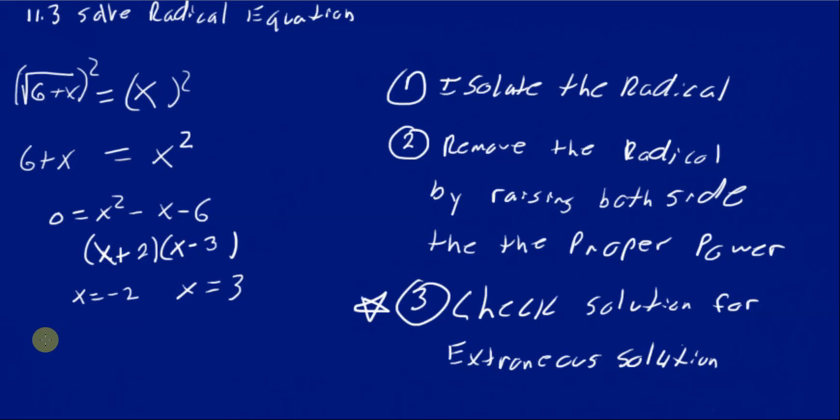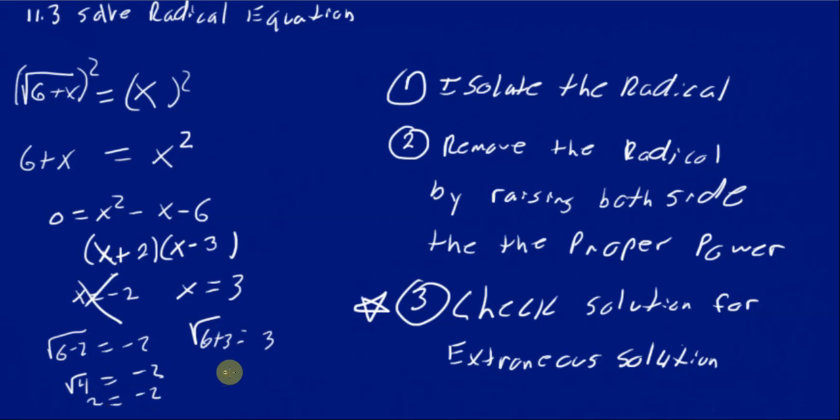So let's see here. We're going to check this. The square root of 6 minus 2 is supposed to equal negative 2. Well, that's the square root of 4 equals, I don't have to continue because when I take the square root of anything, it's going to be positive. So that does not give me a solution. So if I put a 3 in here, that's going to be the square root of 6 plus 3 is equal to 3. So that's the square root of 9, which is 3, which does equal 3. So there is a good solution. So sometimes both can check, one will check, or none will check.